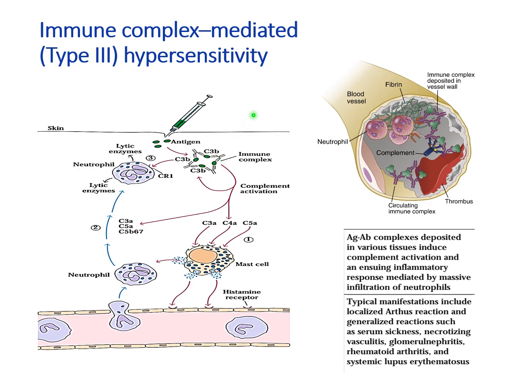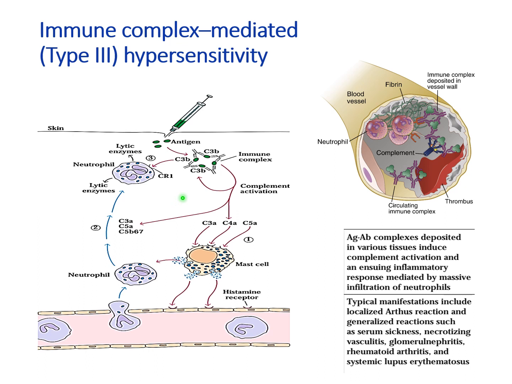Immune complex mediated or type 3 hypersensitivity. Here, antibodies against soluble antigens in the blood may form complexes with the antigens, and the immune complexes may deposit in blood vessels in various tissues. So this will cause a lot of inflammation and tissue injury. Complement activation is initiated by immune complexes. Remember, this is your classical pathway.